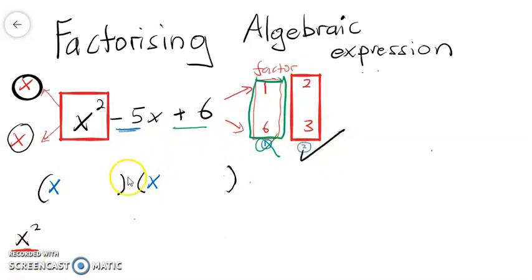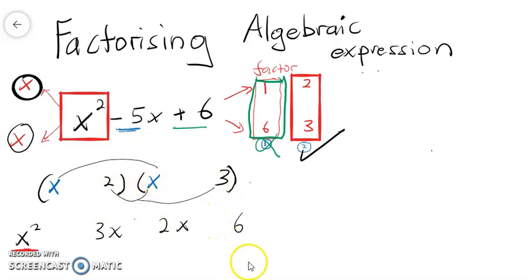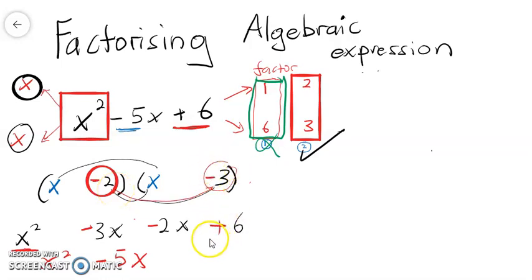When we choose this 2 and 3, 2 here, 3 here, multiply as usual. We have x square, then 3x, here will be 2x, and here will be 6. Now we have to make negative 5 from these two options, so our only choice is negative and negative. That's how they can form minus 5x. Also make sure we are getting the same sign for the 6. Negative 2 multiplied by negative 3, yes, you are getting positive 6.